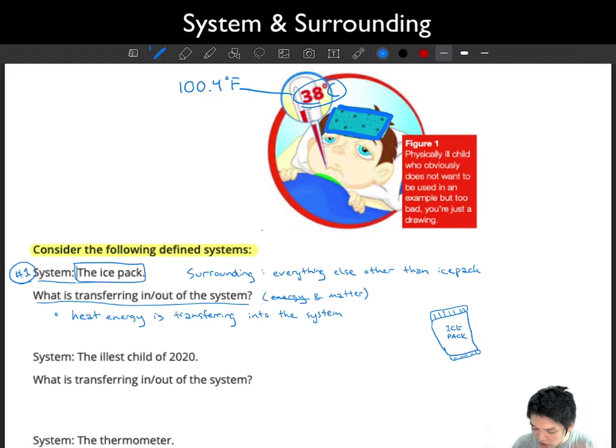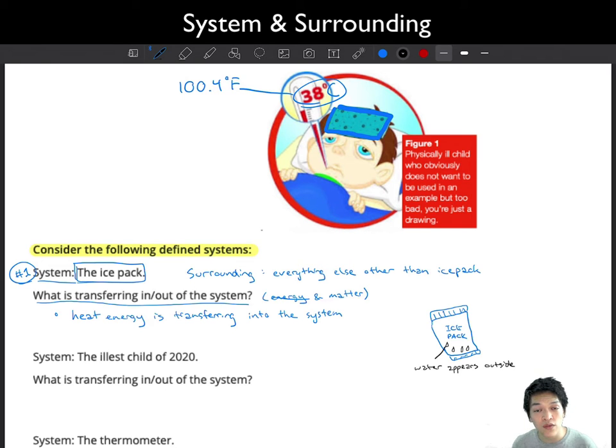Some students might think, okay, Mr. Ta, there's going to be water on the outside of the ice pack. And water is made of matter, right? Matter is anything that has mass and takes up space. And the water appears outside. But we have to question where that water came from.